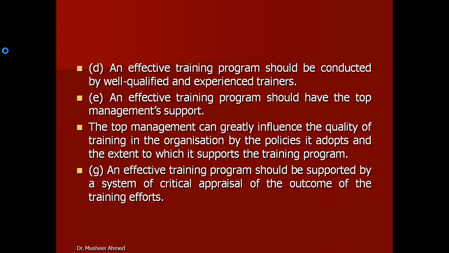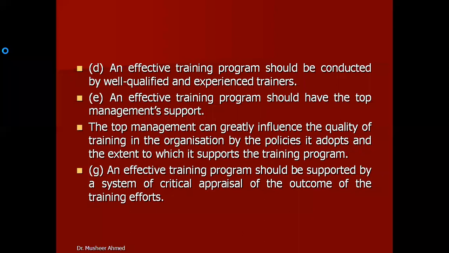The entire budget is in the hands of the top management. So what kind of training will be there depends on it, because if you are taking good trainers from outside, good trainers take a handsome amount of money. For that particular reason, you need to have a good budget also.